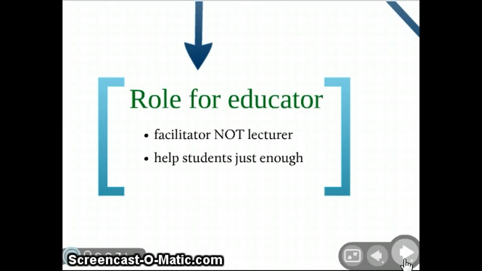Also, make sure you're helping the students just enough. Let them develop their own ideas, let them have a chance to try things out, let them have a limited amount of frustrations and failures, but make sure you're helping them as well. You don't want to do the project for them, but you also don't want them to get frustrated and burned out because you're not helping enough.